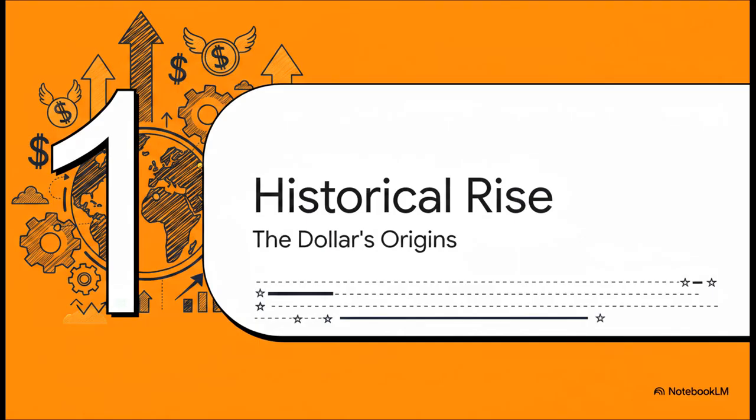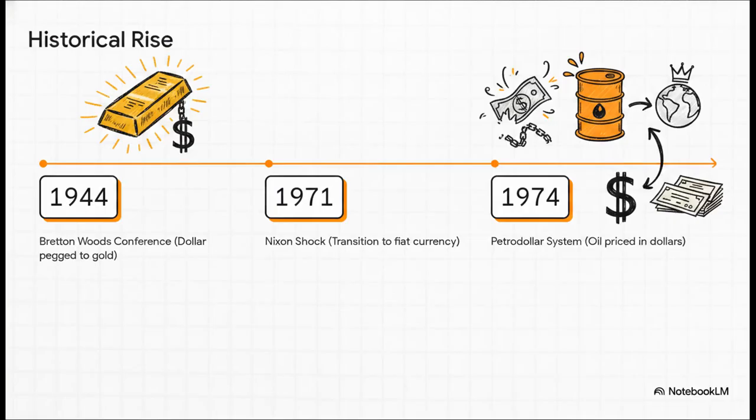All right, kicking things off with Section 1, the dollar's historical rise. To understand the dollar's massive inertia today, we really have to look at the decades of deliberate geopolitical engineering that got us here. It definitely didn't happen by accident. The modern system evolved in three key phases.